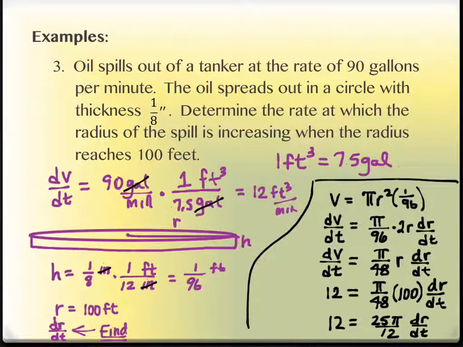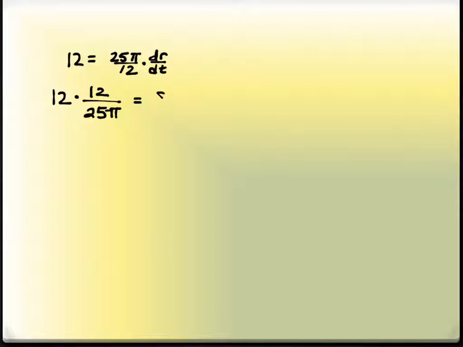dr/dt. Our goal here is to take this quantity and to solve it for dr/dt. So what am I going to have to do? What's my last step? Divide or multiply by the reciprocal, right? So I'm going to take the 12 and I'm going to multiply by the reciprocal, which is 12 over 25 pi. This is going to equal the dr/dt.